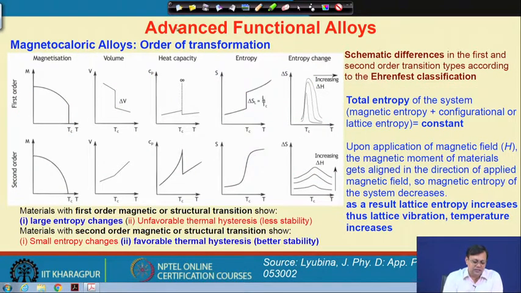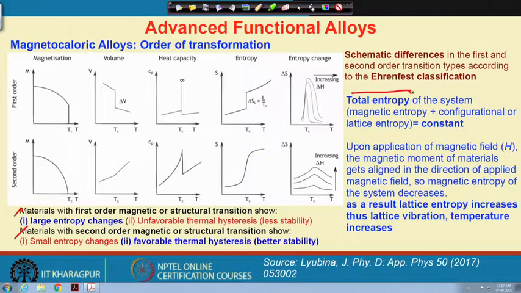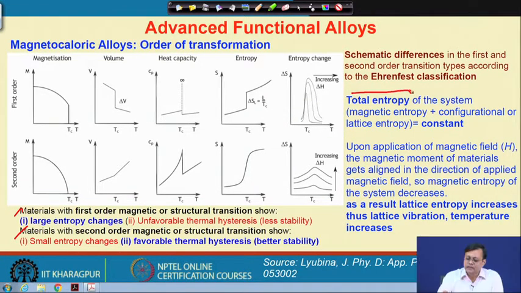So, a combination of these two different types could be better. What I am saying is that a combination of both magnetic as well as structural transformation could give us a better chance to develop newer alloys along this direction. The total entropy change in a system is the magnetic entropy change plus the configurational entropy change, which is constant if the system is under adiabatic conditions.